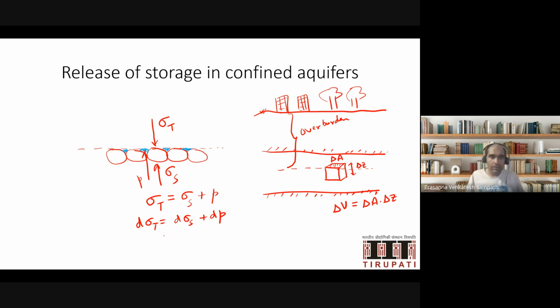So let's write this 0. When I remove a little bit of water from that box, the total overburden pressure does not change at all. So d sigma t is 0. So that's equal to d sigma s plus dP. So when I rearrange this equation, I get a very interesting finding: d sigma s equals minus dP. Now this is something very interesting and important.